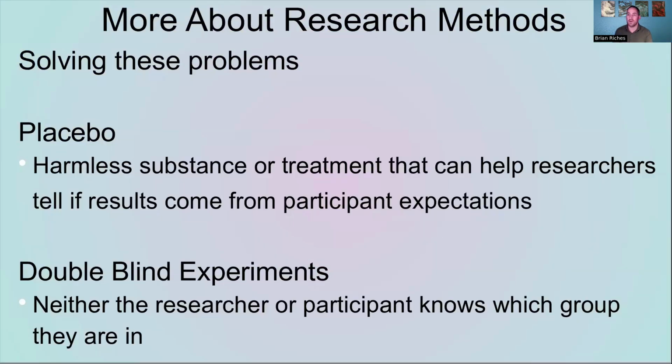So placebos are fake treatments so that people don't know that they're in the control group. And double-blind is when the researcher and participant don't know which one they're in.